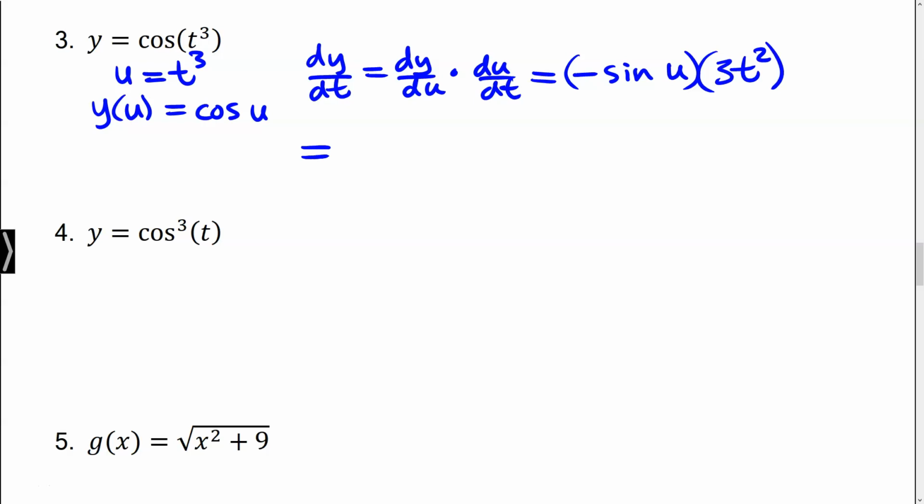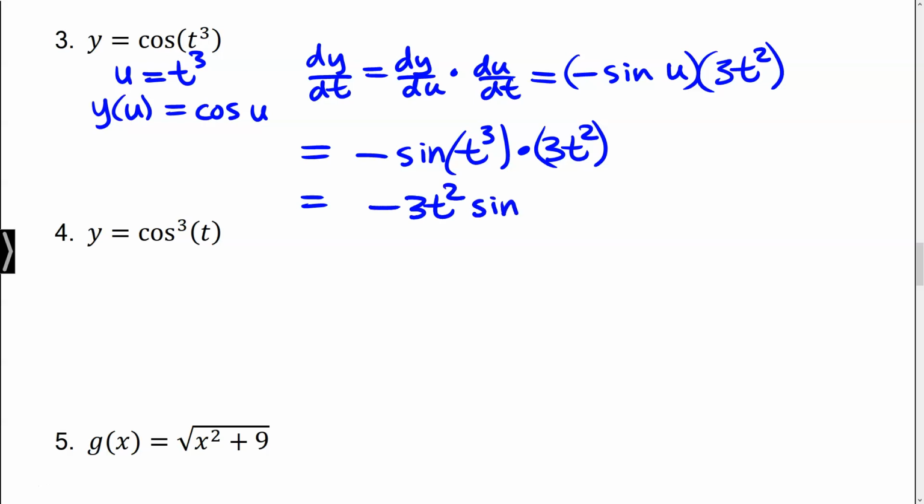And we substitute back, so we get minus sine of t cubed times 3t squared, and we probably write this as minus 3t squared sine of t cubed. That would be the usual way to write this. Now let's compare that to number 4. Number 4 is very different.